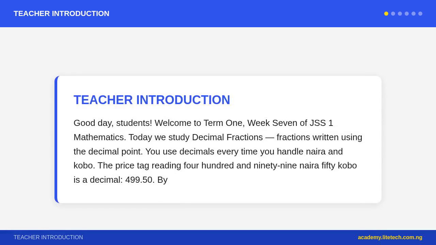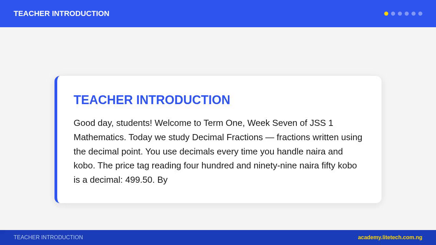Today we study decimal fractions, fractions written using the decimal point. You use decimals every time you handle Naira and Kobo. The price tag reading 499 Naira 50 Kobo is a decimal, 499.50. By the end of this lesson, you will be able to read and write decimal fractions correctly, identify the place value of digits after the decimal point, convert fractions to decimals and decimals to fractions, and order decimals from smallest to largest. Let us begin.